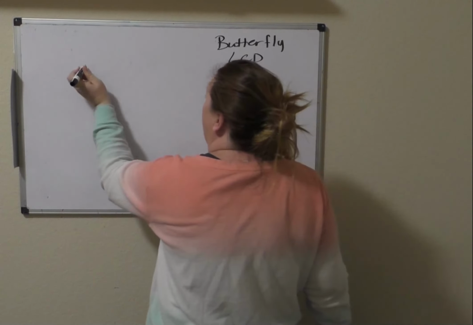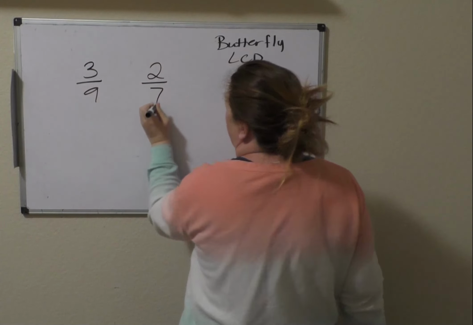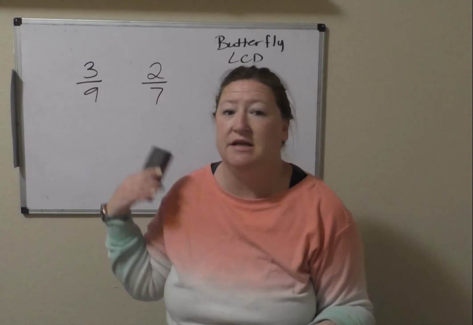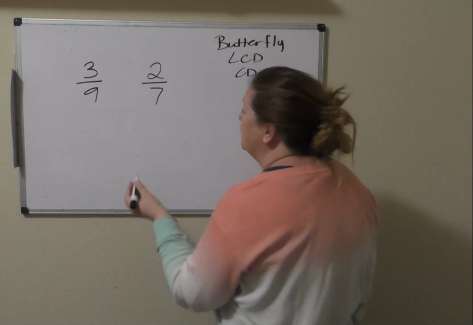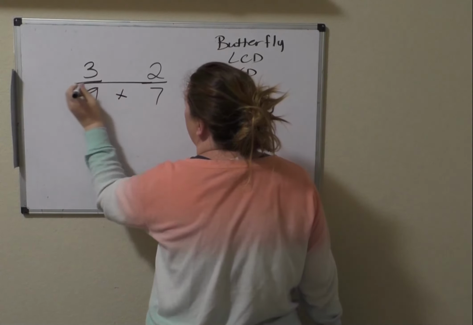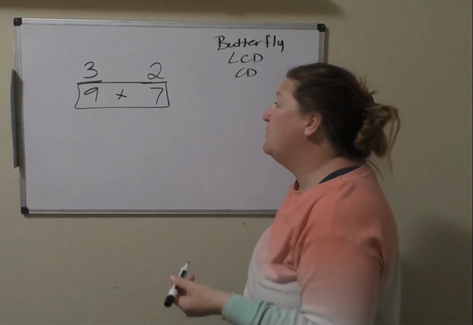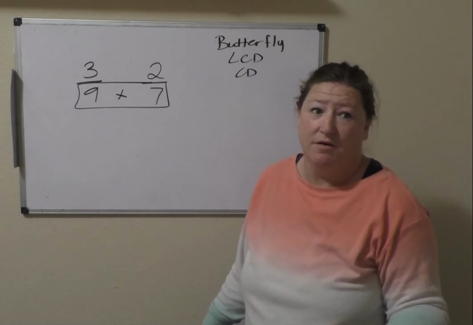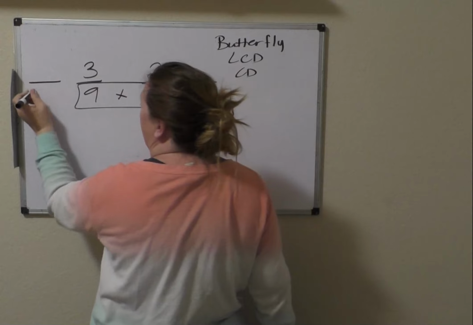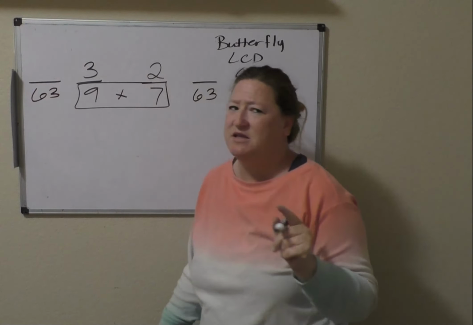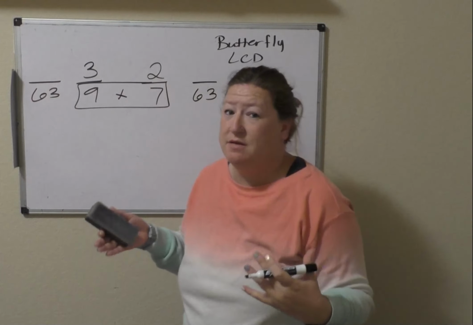For example, I'm going to have 3/9, and I'm going to say 2/7, and I need to compare those two. To find a common denominator, all I have to do is multiply my denominators together. And so 9 times 7 is 63. And so I'm going to have 63 as a common denominator. Is it my least common denominator? No, but that's okay. It is a common denominator.